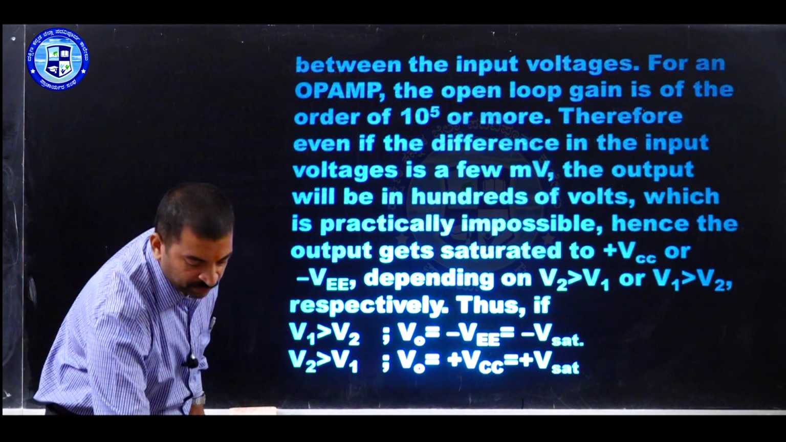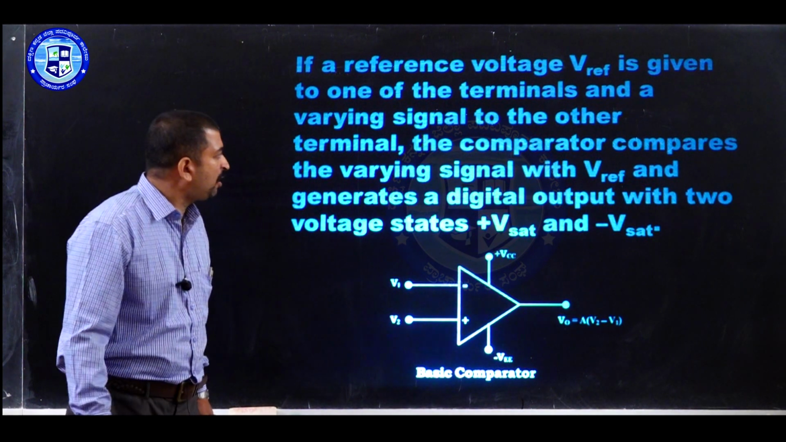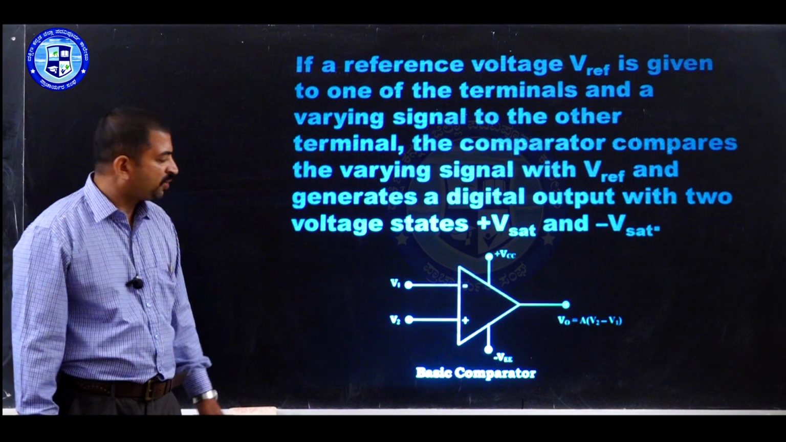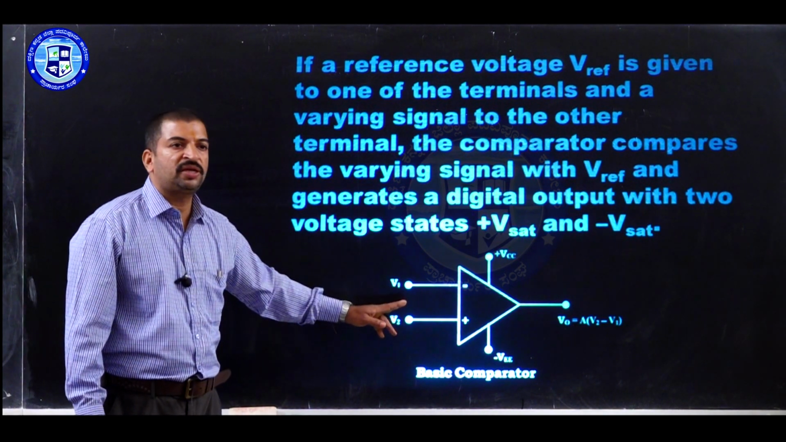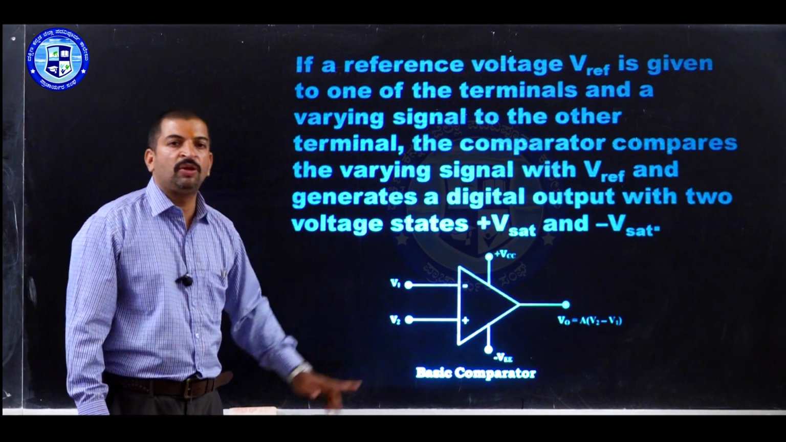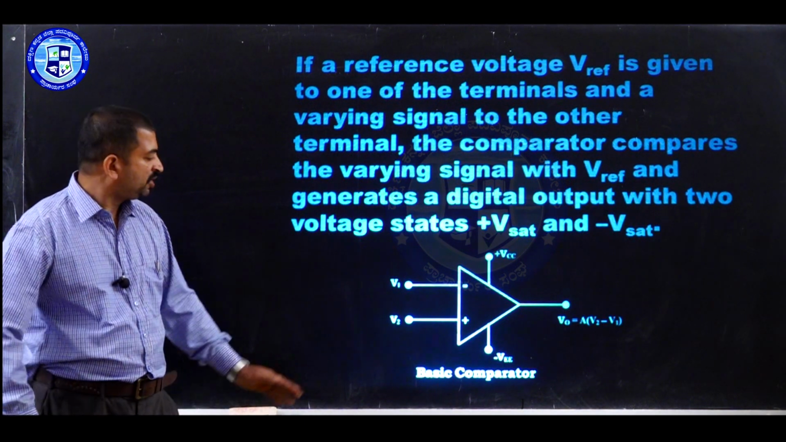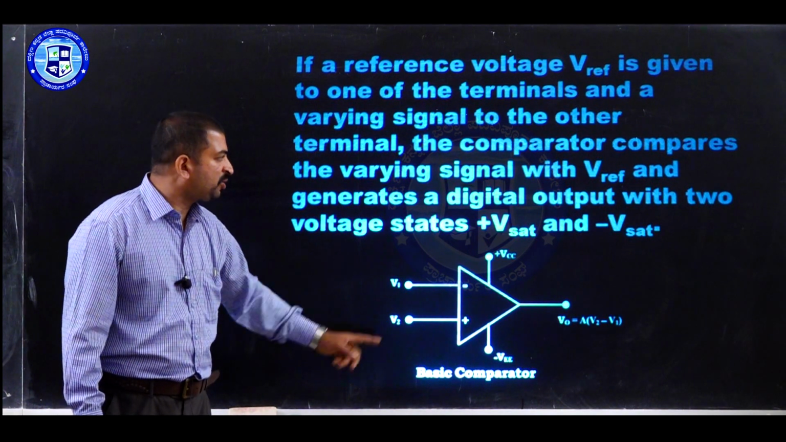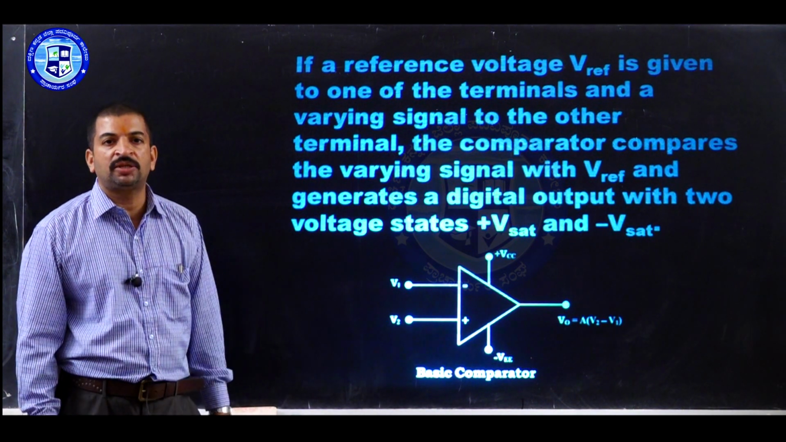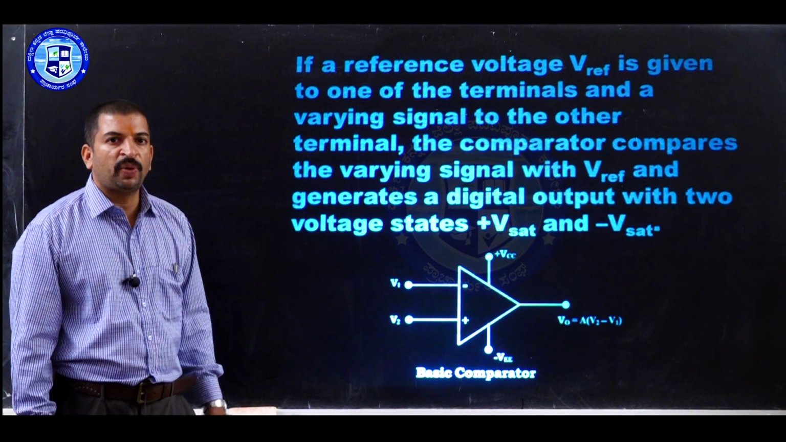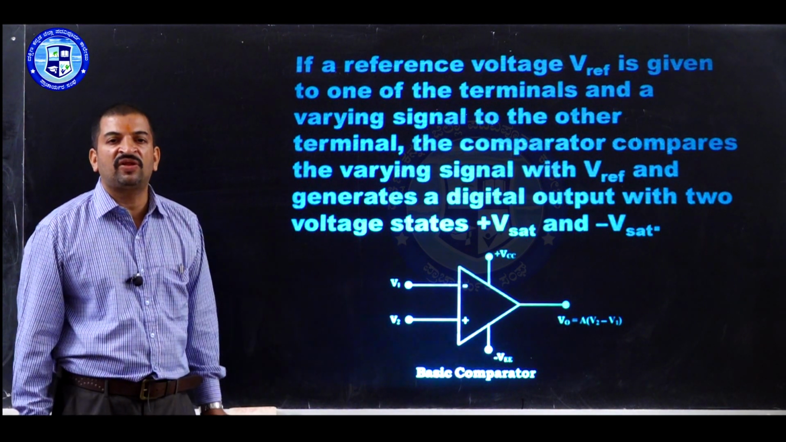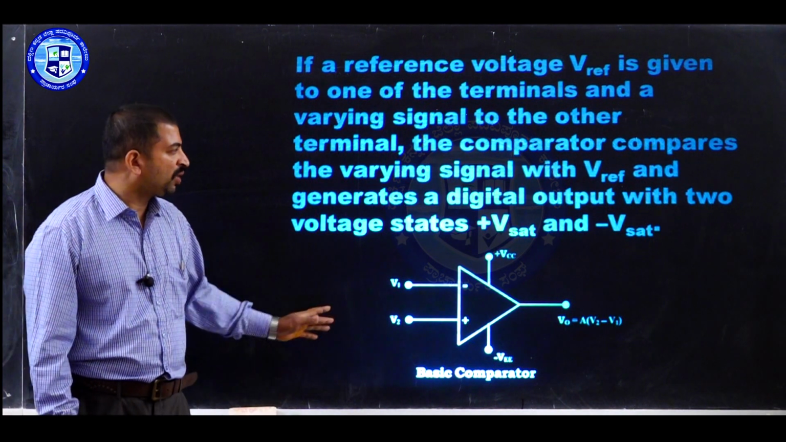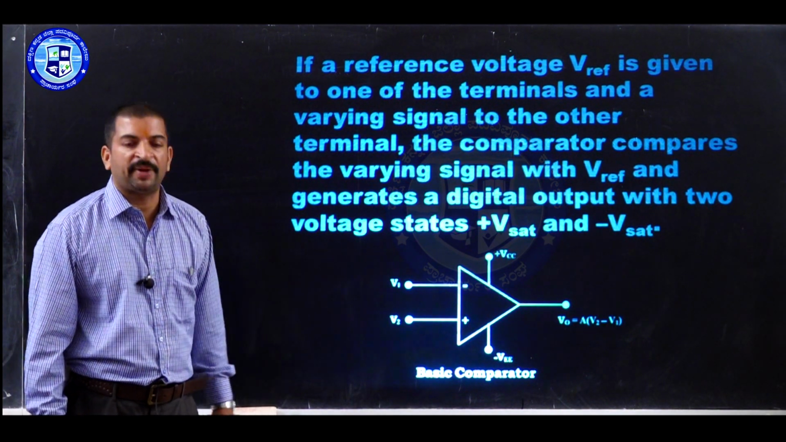Let us consider we are applying some reference voltage to one of the input terminal. Say for example, say reference voltage of 1 volt is applied to the inverting terminal. Then the output voltage changes its state whenever the input signal crosses the reference voltage. So when the input voltage crosses the reference voltage, the output voltage changes its state. This is the working of the basic comparator.